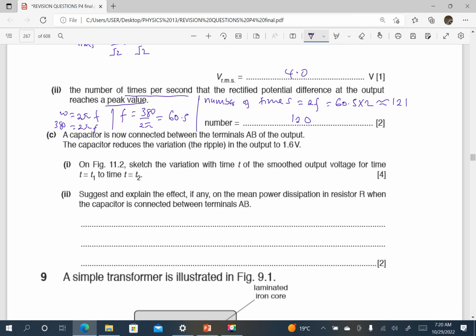Okay. A capacitor is now connected between the terminals AB of the output. The capacitor reduces the variation, that is the ripple, in the output to 1.6. So the ripple is reducing to 1.6. So we know a capacitor causes smoothing, it reduces fluctuation or variation. On the figure, sketch the variation with the time t of the smoothed output voltage for time t equals t1 to time t equals t2.